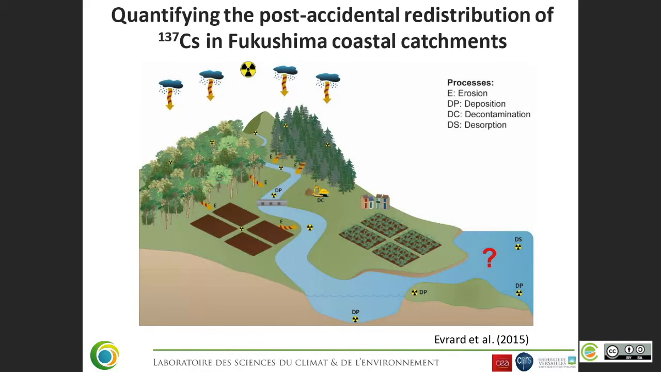Just like almost all of Japan, it's a very mountainous area, which is also affected by heavy rainfall events, mainly during typhoons in summer. So the idea was, okay, we are in mountainous conditions with erosive conditions as well. So probably the initial fallout of cesium and other radionuclides will move across the landscape because of erosion. So the idea was to monitor the dispersion of the initial radioactive fallout across these landscapes.